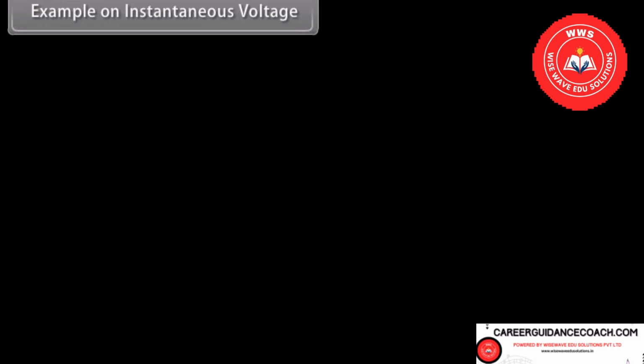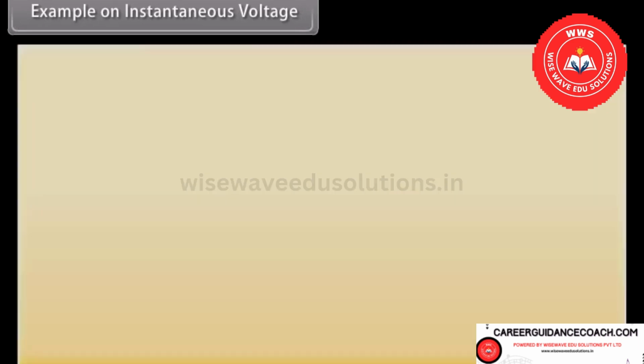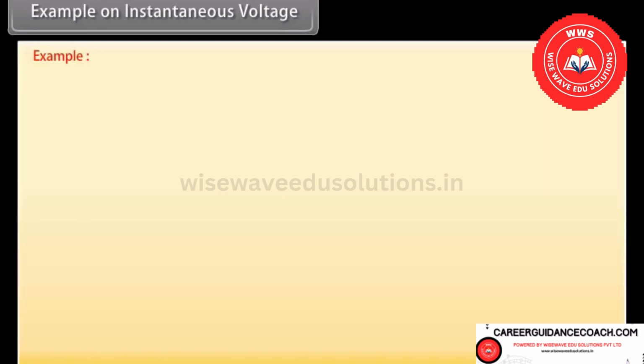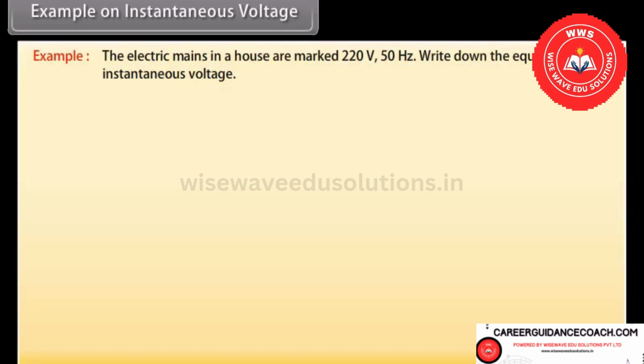Example on instantaneous voltage. Let's take an example on instantaneous voltage. The electrical mains in a house are marked 220 volt, 50 Hz. Write down the equation for instantaneous voltage. Let's see the solution. Given values are EV is equal to 220 volt.